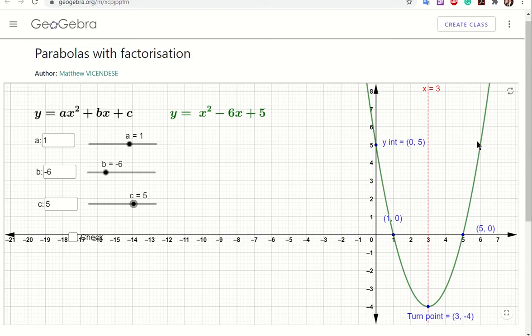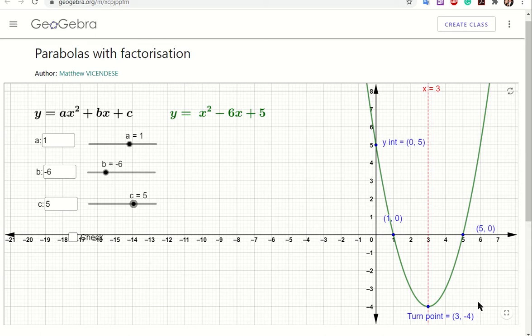So now that we know what the axis of symmetry is, we know that it is the x value of the turning point. So if we sub that x value into the equation, then we should get y of the turning point too. So you can see the equation y equals x squared minus 6x plus 5. So if we sub in 3 to there, we get 3 squared, which is 9, minus 6 times 3 is 18, so we've got minus 9, plus 5 gives us minus 4. And sure enough, our turning point has a y value of minus 4.